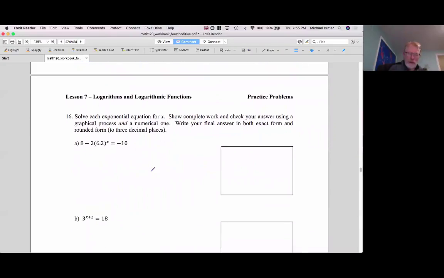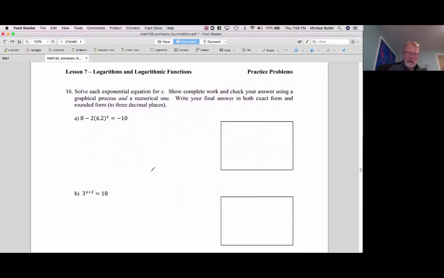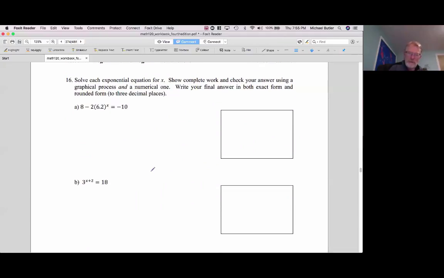Okay, so now what happens in 16? Well, they said, let's do it all again, but let's make them harder. So now they give us some tougher problems. They're just kind of upping the ante a little bit here, all right? So same idea. You need to put them into exact form and then round it off to 3 places, and they want to see the graphical solution.